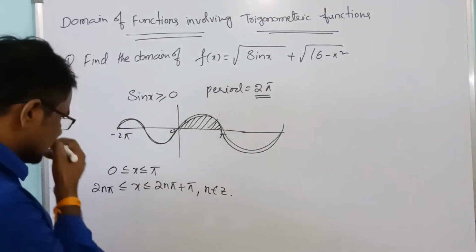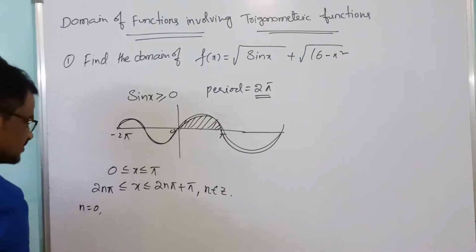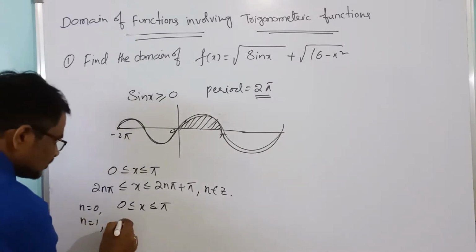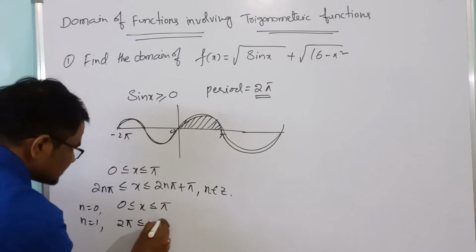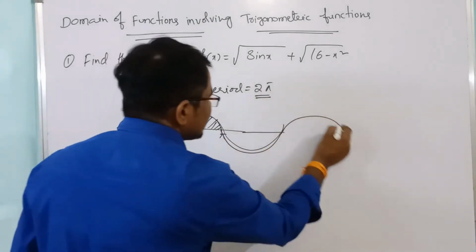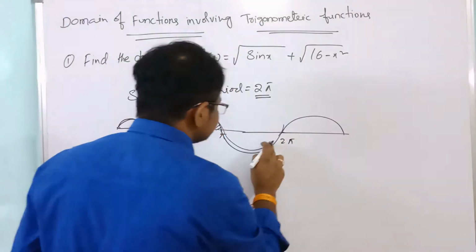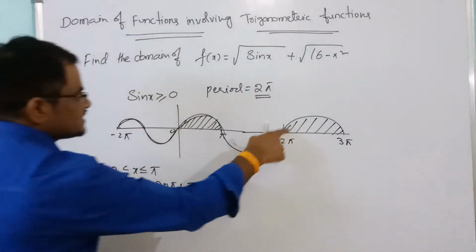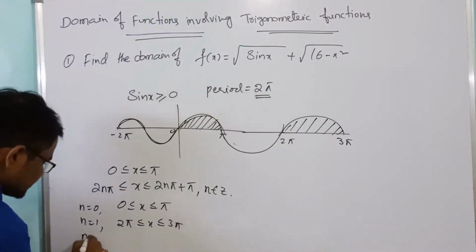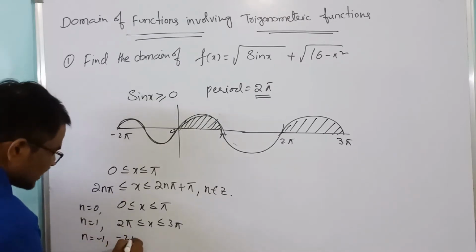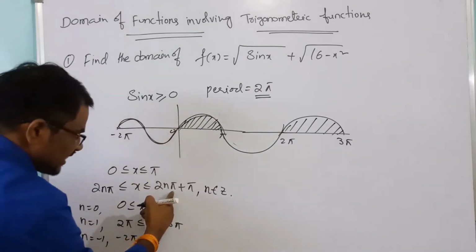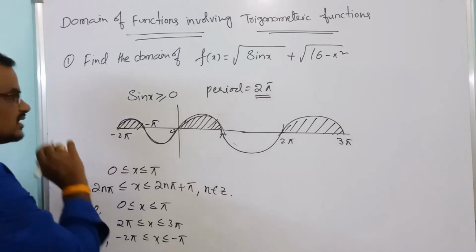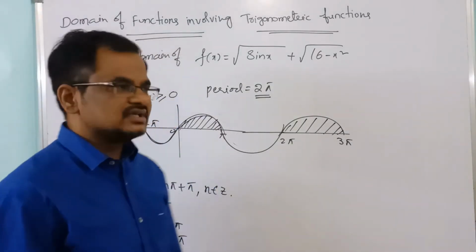Now see, for n = 0, we get 0 ≤ x ≤ π. For n = 1, we get 2π ≤ x ≤ 3π, so from 2π to 3π also sin x is greater than or equal to 0. Suppose n = −1: −2π ≤ x ≤ −2π + π = −π, so from −2π to −π also it is greater than or equal to 0, right?